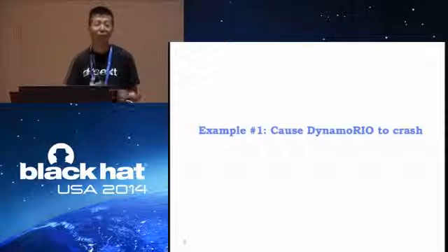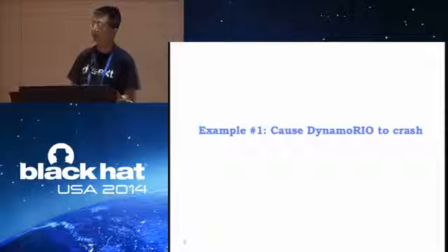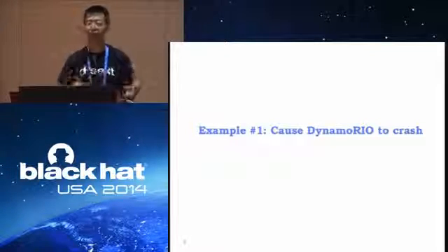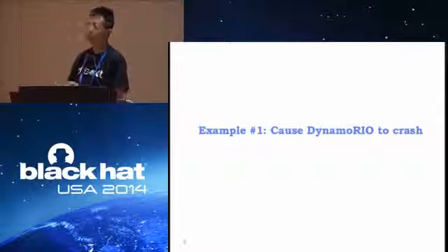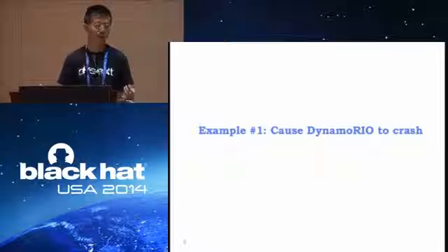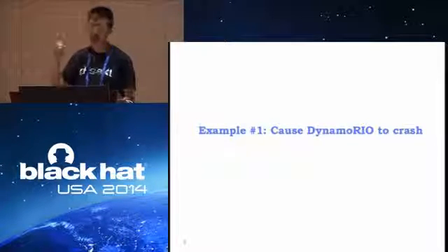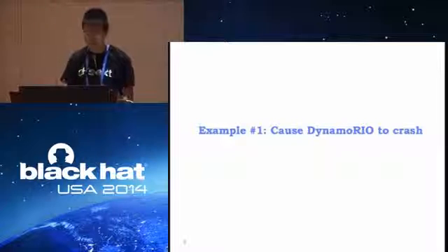If we can run our program so that it runs on the regular native platform, but if you run it under DBI it crashes. If you can achieve that stage, obviously you can defeat the DBI. Now, how to do this? Well, you can try lots of fuzzing.